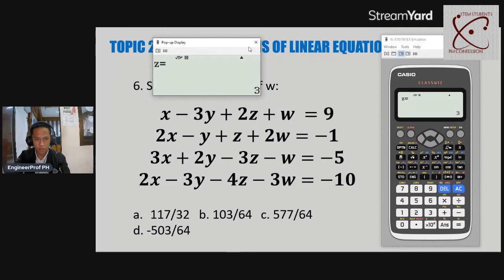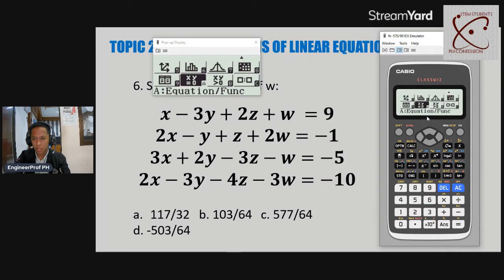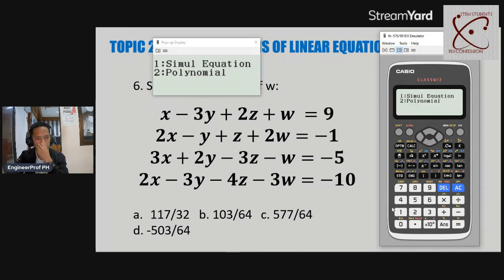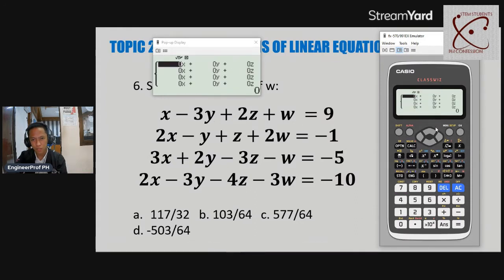Ayan, so you can just refer to this screen para mas malaki nyo nakikita. Okay, so dito, again, balik tayo dun kay menu for this calculator and equation. So, A. You can just press A. Just press equals. Okay? So, this is a simultaneous equation. How many unknowns? Tatanungin ka ni Casio kung ilan ba yung unknowns. So, we have 4 unknowns here: X, Y, Z, and W. Input natin si 4.